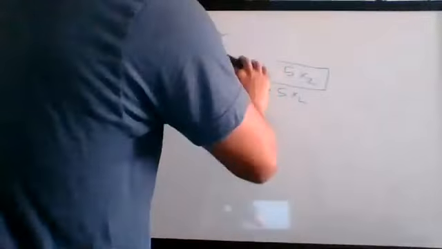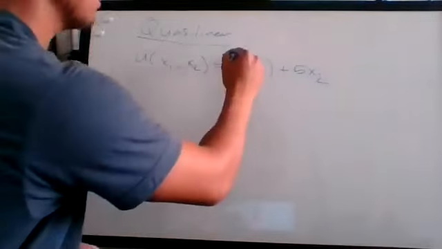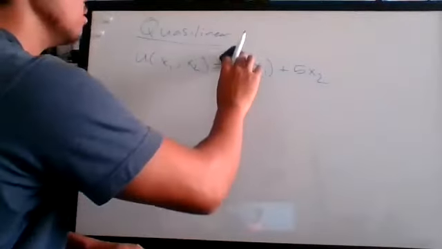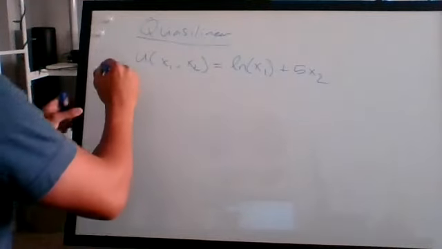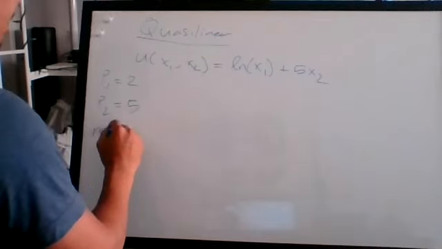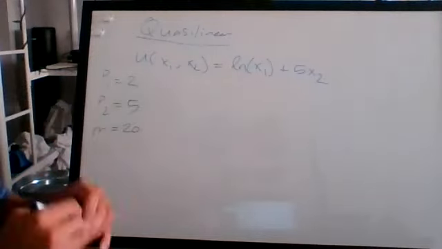And in this case, let's use the natural log, because I think the natural log could be a little bit more fun to work with. So natural log of x1 plus 5 x2, right? And you'll remember that if it's like 2 times the natural log, the derivative is just 2 over x1, right? So hopefully you guys are still comfortable with your derivatives. So let's say that we have P1 is equal to 2, P2 is equal to 5, M is equal to 20, okay? And we're given this utility function right here.